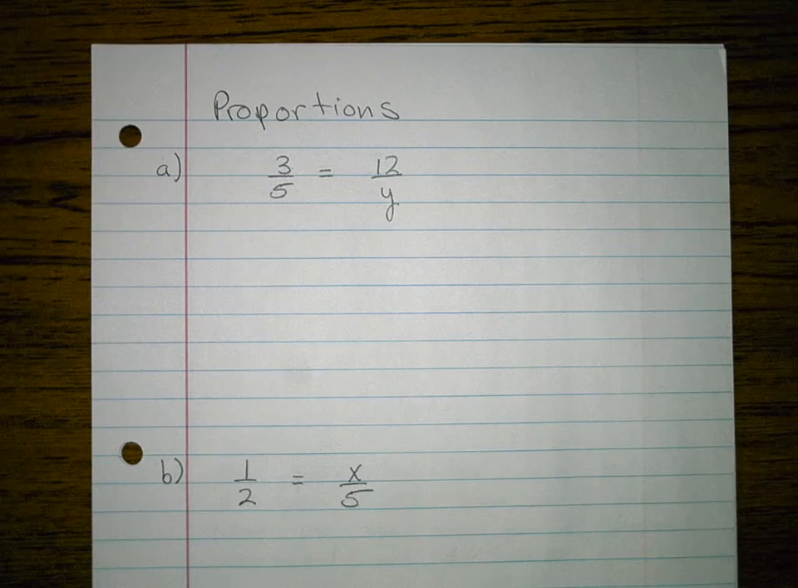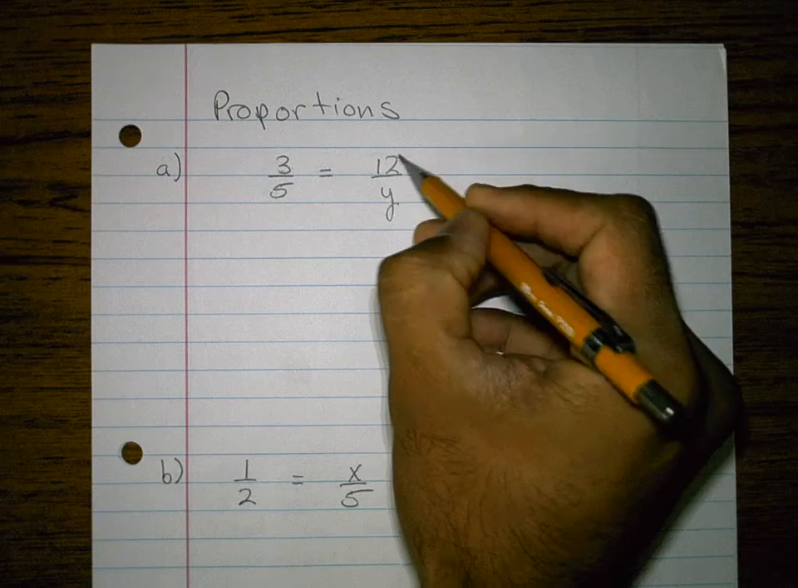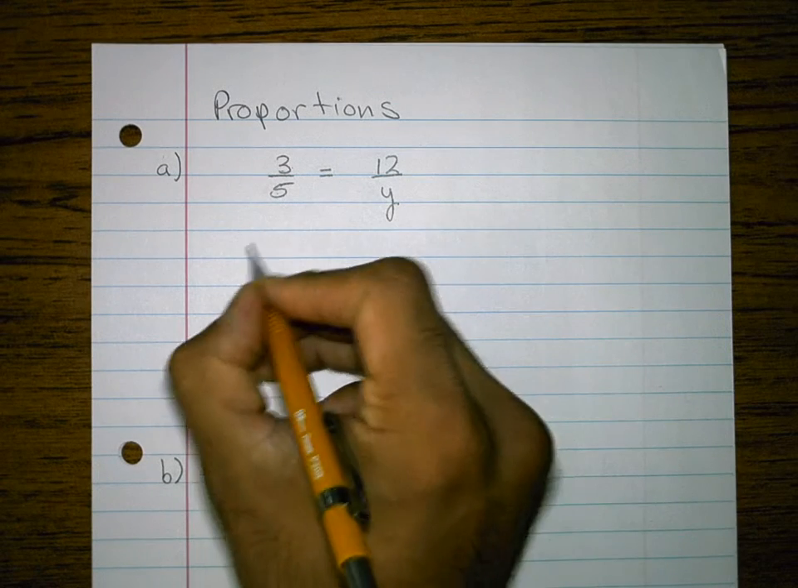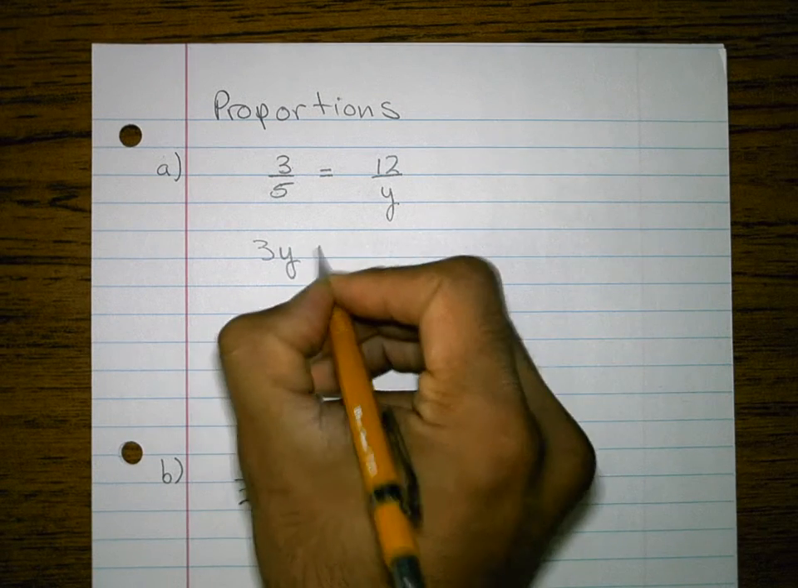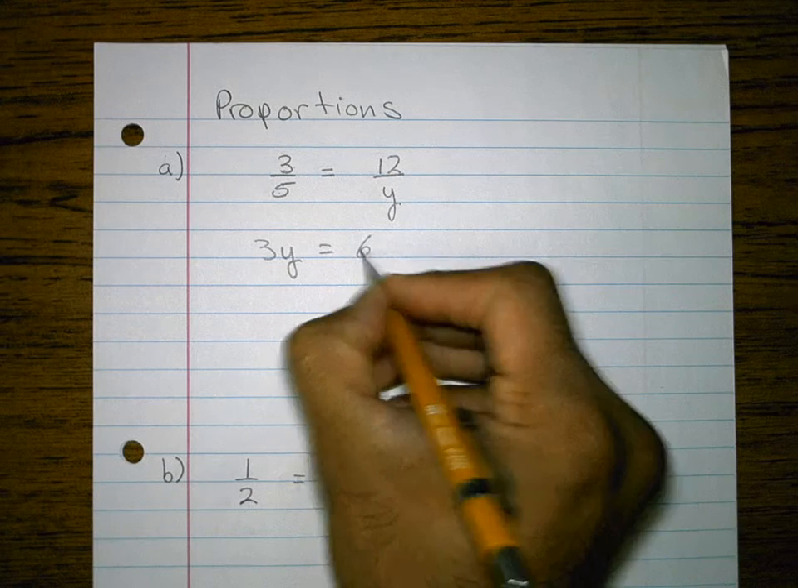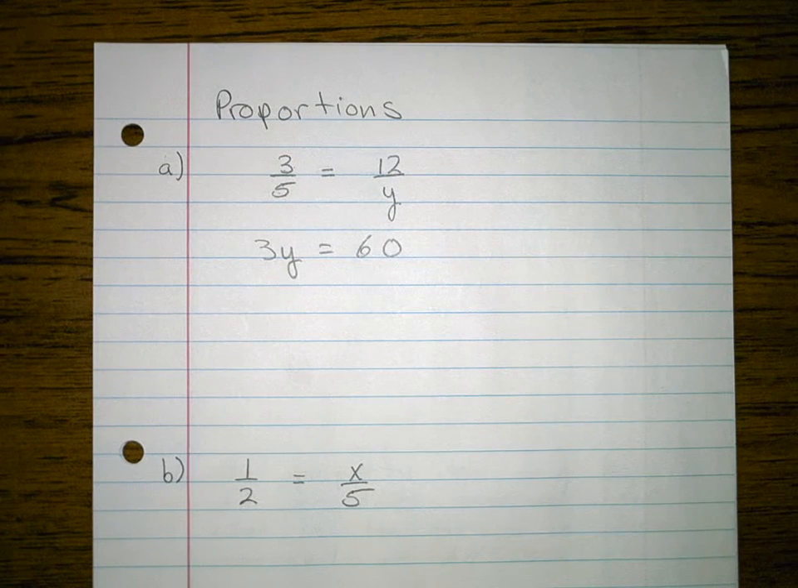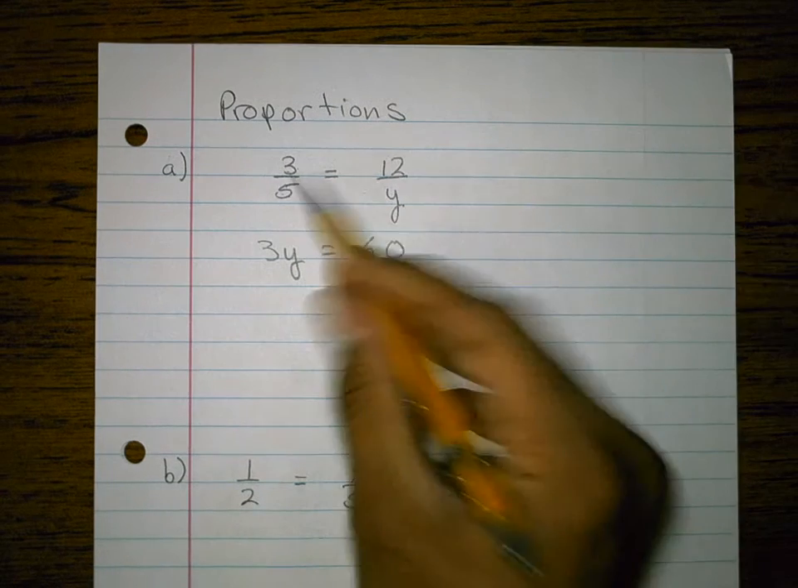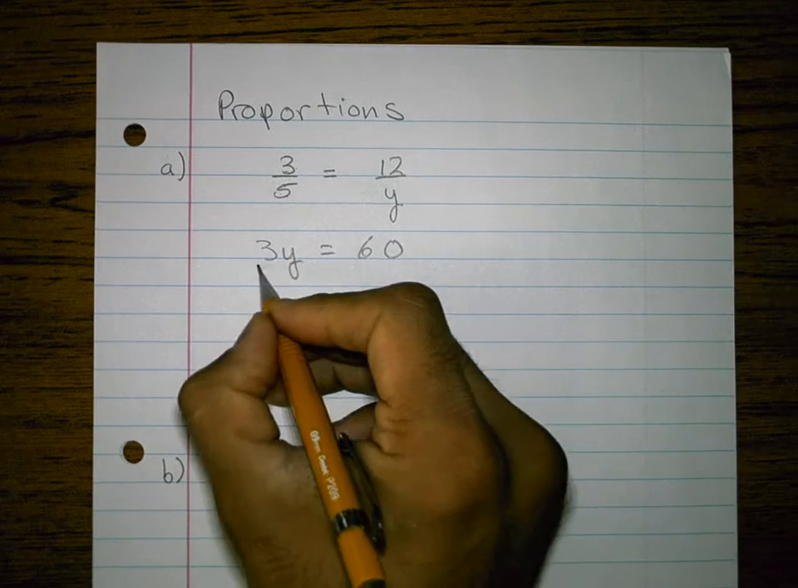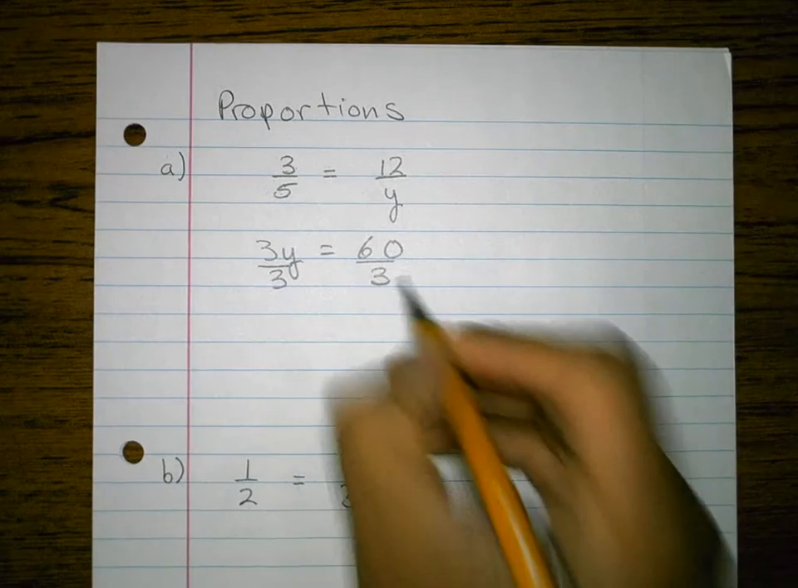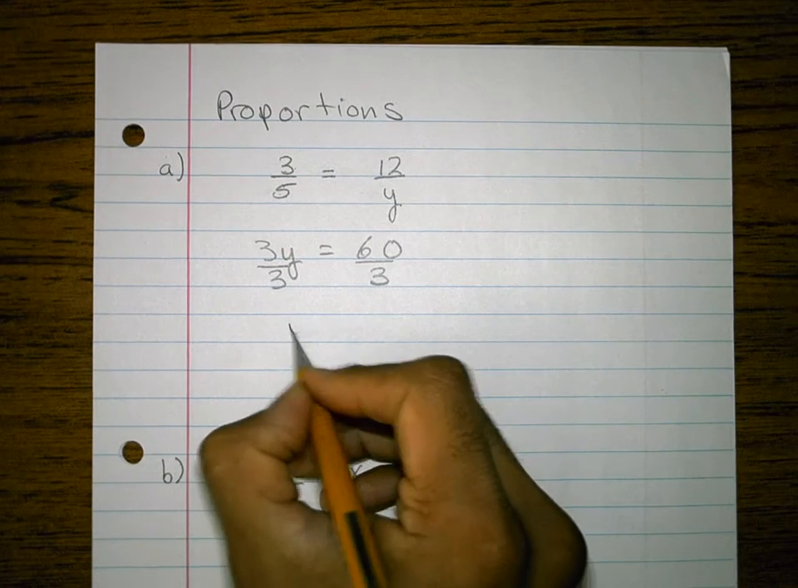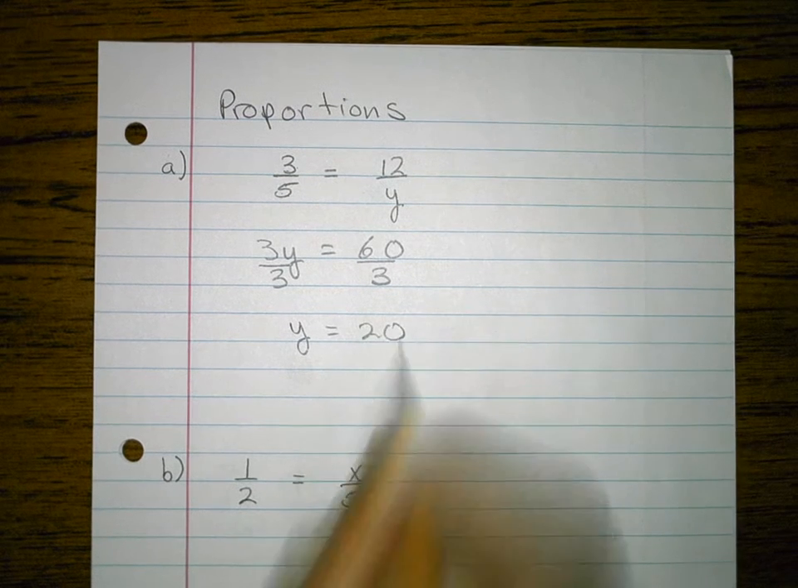So if this is the case, I can take a cross product to multiply this way. So what I would get is 3y equals 60. Okay. So that was 5 times 12 and 3. Now I just solve this as a one-step equation, and I'll go ahead and divide by 3. And I can see that y equals 20.